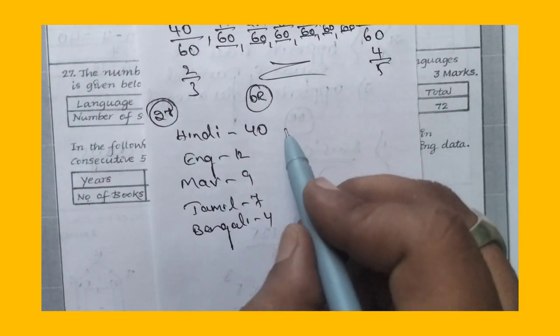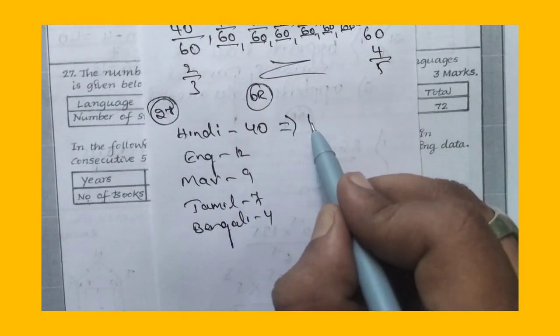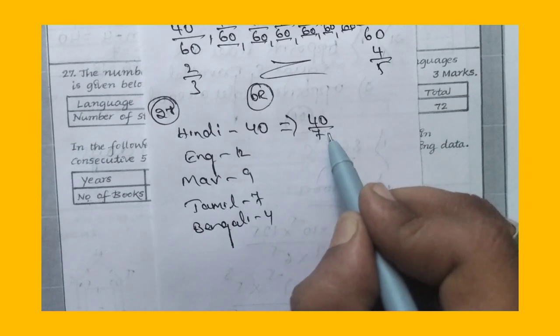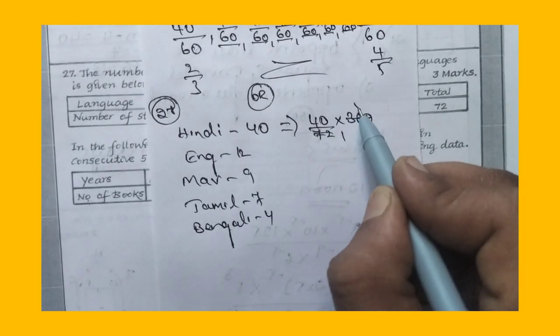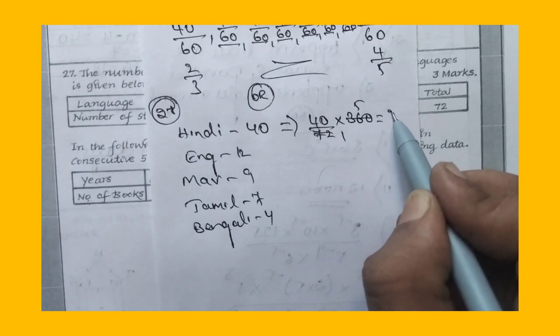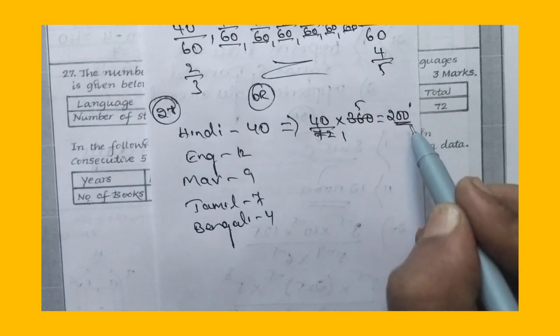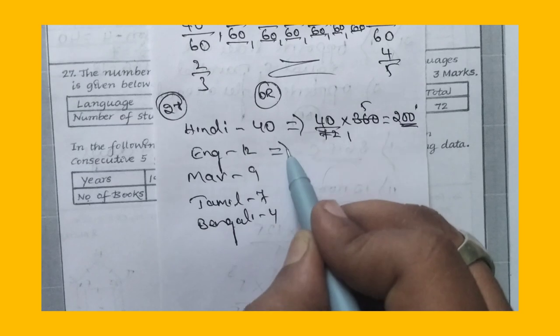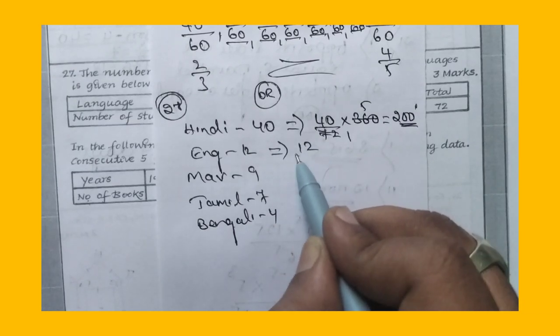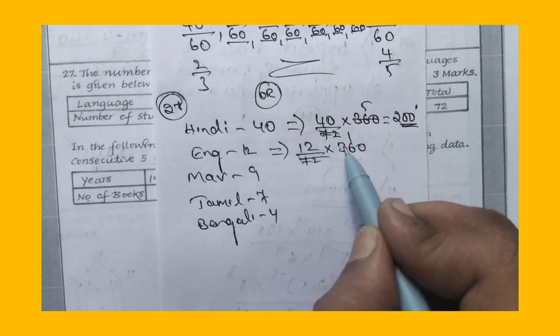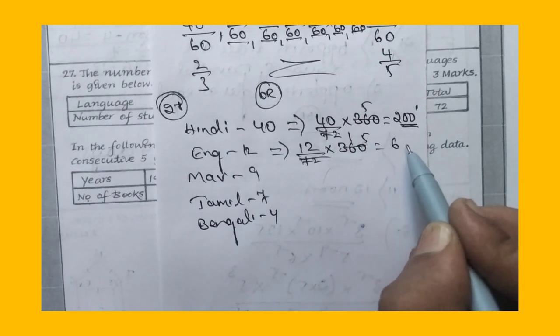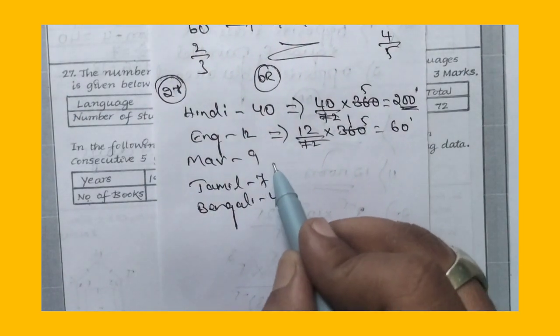The total is given as 72. So now calculating: 40 by 72 into 360. 72 ones are 72, 72 fives are 360. That is equal to 200 degree. Then the second one is English, 12. So 12 divided by 72 into 360, that is equal to 60 degree.